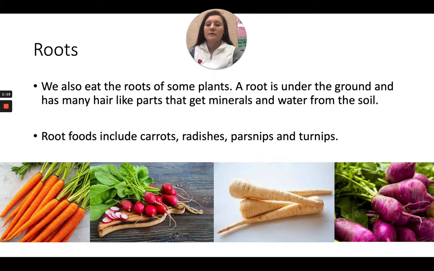Next up we have the roots. We also eat the roots of some plants. A root is under the ground and has many hair-like parts that get minerals and water from the soil. Root foods include carrots, radishes, parsnips, and turnips.